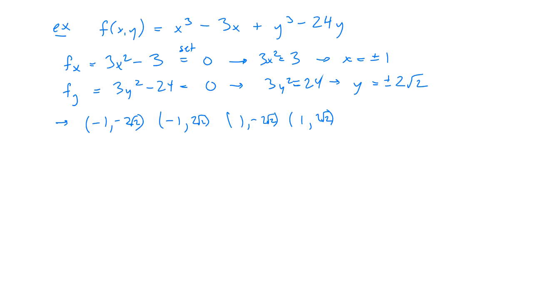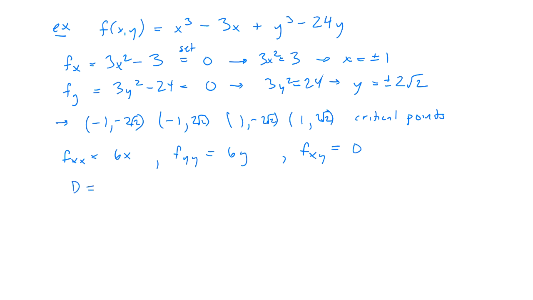So these are critical points. And now to decide what each of them is, we get the Hessian, all the second derivatives. The second derivative with respect to x is 6x. The second derivative with respect to y is 6y. And the mixed one is 0. So as I said, kind of a simple one.